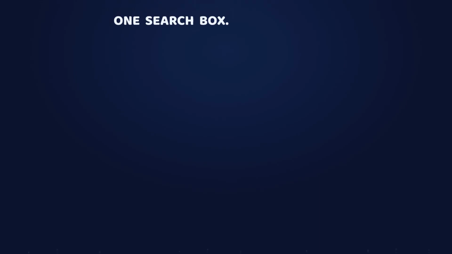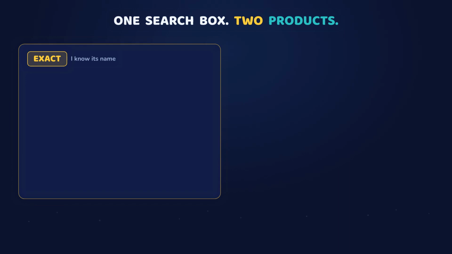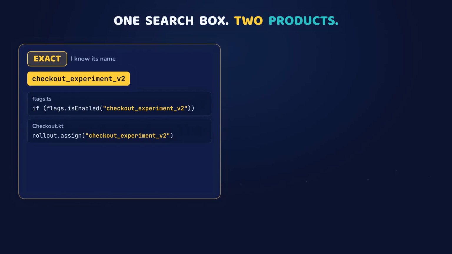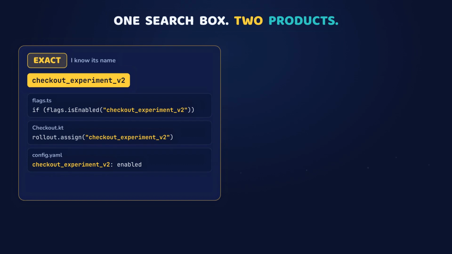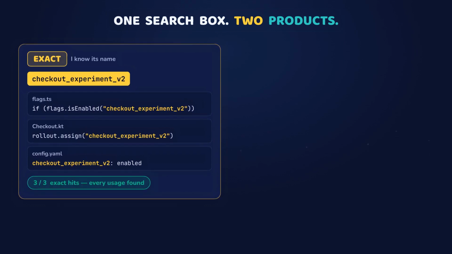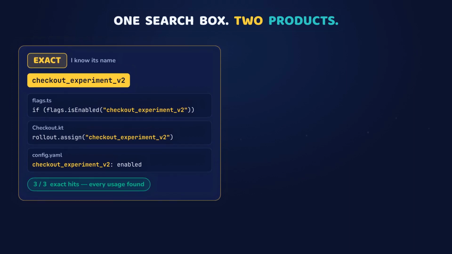First, a confession. Every code search box is secretly two different products. Sometimes a developer knows exactly what they want. A feature flag named checkout experience E2. They want every place that exact string appears. Nothing clever, just find the string.